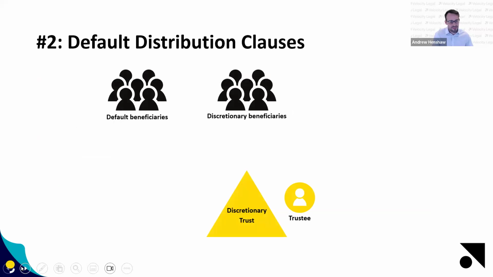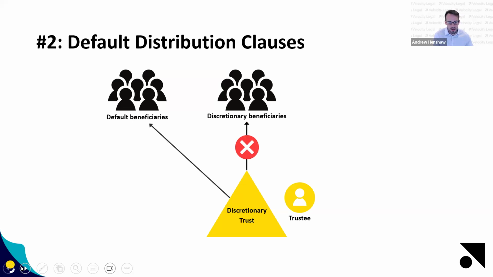So moving on to default distribution clauses. Now, the reason default distribution clauses exist is because we want to avoid a situation where the trustee is going to get assessed on any part of the income. And as we know, if there is income of a trust estate to which no beneficiary is presently entitled, then the trustee is assessed on that amount.